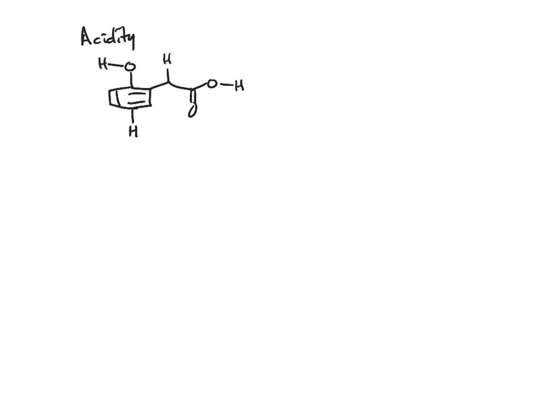So here we have an alcohol, and what would you say the pKa of that type of alcohol is? So this one is in the middle. It's 10. This type of alcohol, which is bonded to an aromatic ring, is about 10.